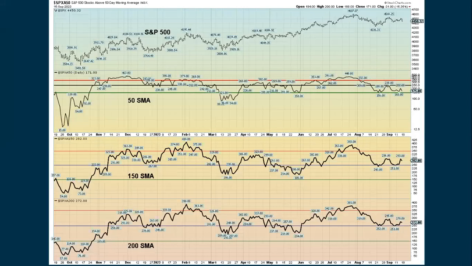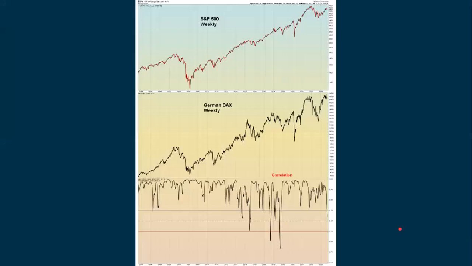Then we have a longer term moving average study. I have a 50 period on top just for reference, then 150 and 200. When we're above this blue line, that means that we're more positive, even though we've been ticking down. We ticked down on Friday.